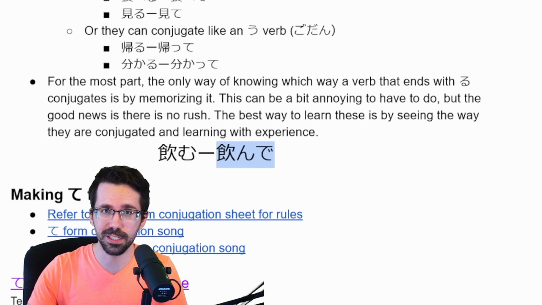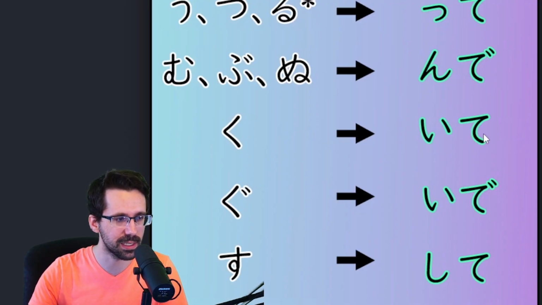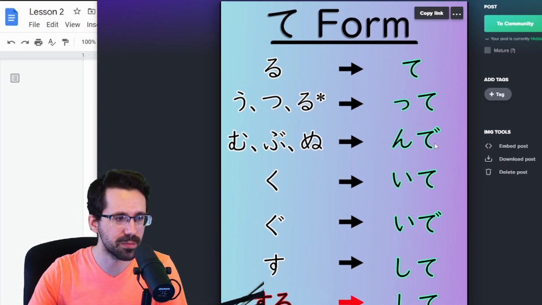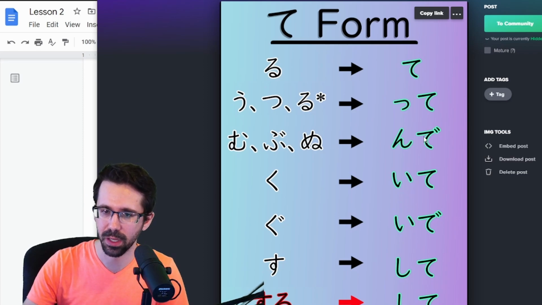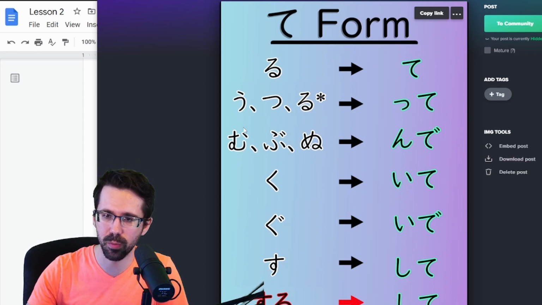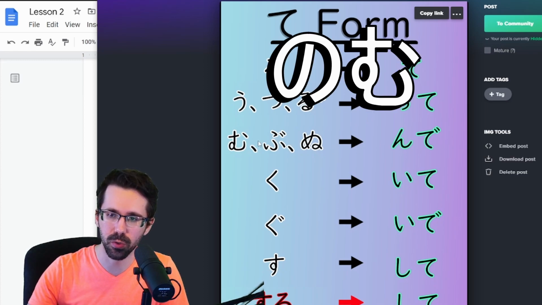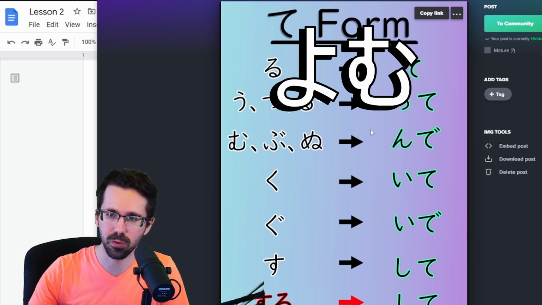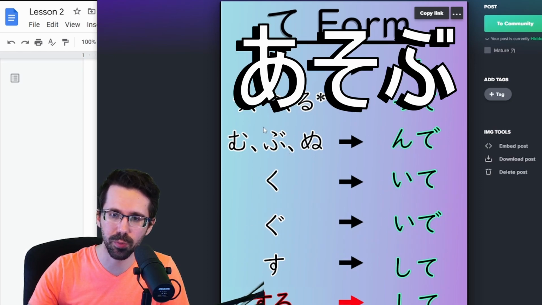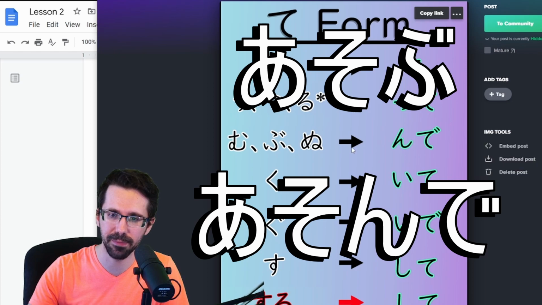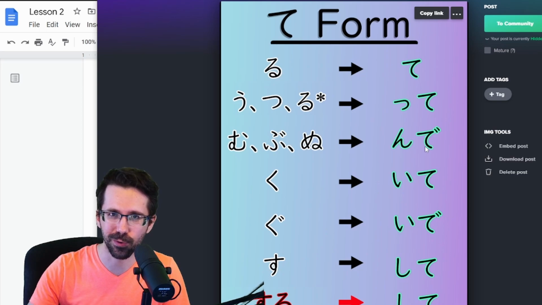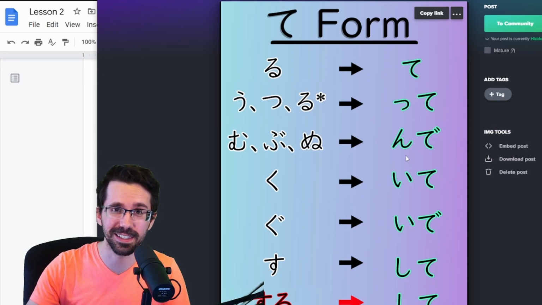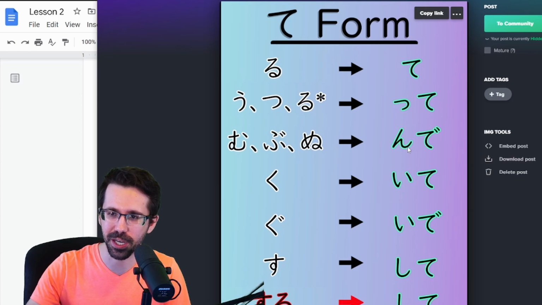Of course, it is called te form because most of the endings are te, but some of them do end with de instead. So that's something to be a little bit careful for. And again, any verb that ends with mu, bu, or nu, they all change to nde. So we had nomu, nonde. Yomu would also be yonde. Asobu, to play, goes to asonde. Or shinu, to die, goes to shinde. Something that you wouldn't really want to use very often, because again, these are commands when we change them into te form.